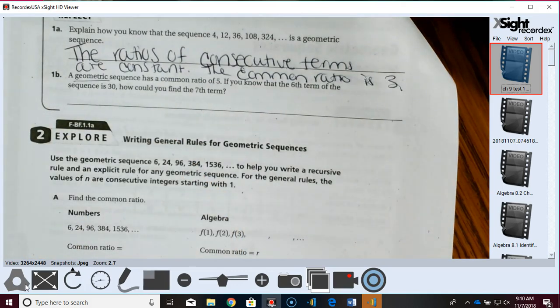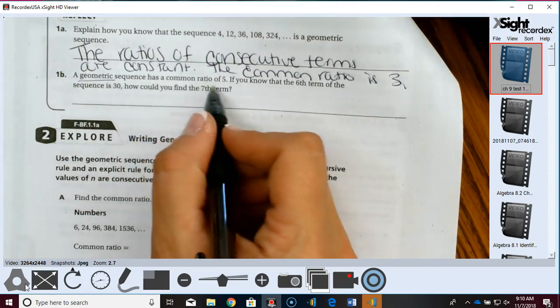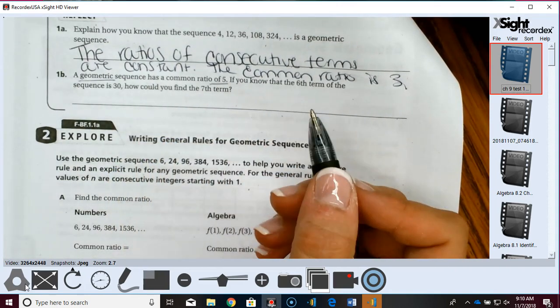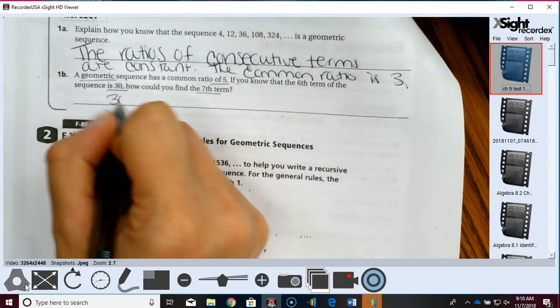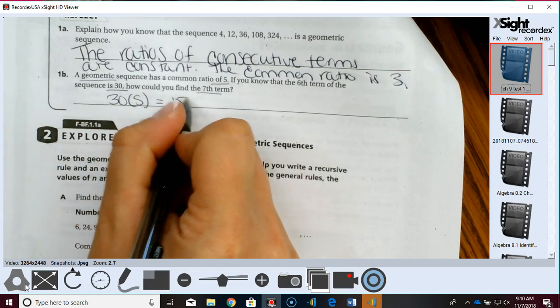A geometric sequence has a common ratio of 5. If you know that the 6th term of the sequence is 30, how can you find the 7th term? 30 times 5 is 150.